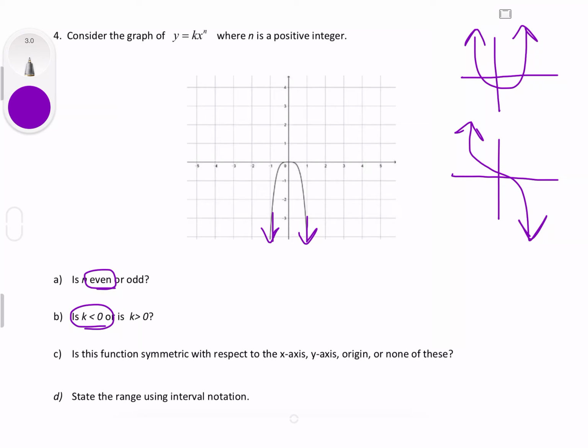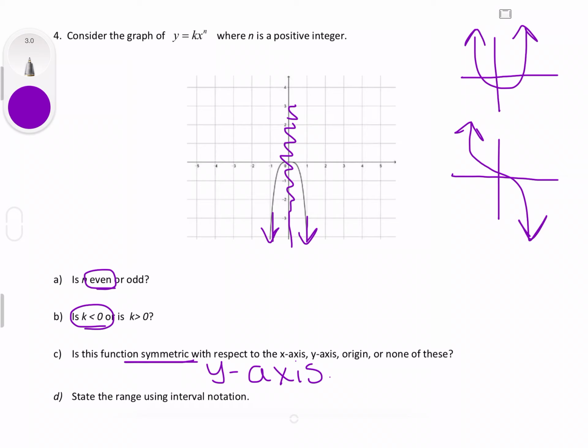And is this function symmetric with respect to the x-axis, the y-axis, the origin, or none of these? So remember that we think of symmetry as kind of like where you can fold your graph so that your graph lines up with each other. So if we folded it down the y-axis right here, then our graphs would line up. So here our function is symmetric with respect to the y-axis.